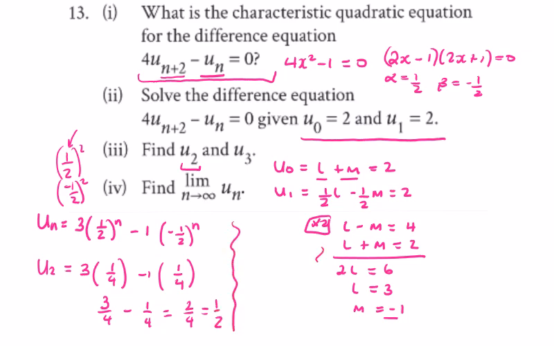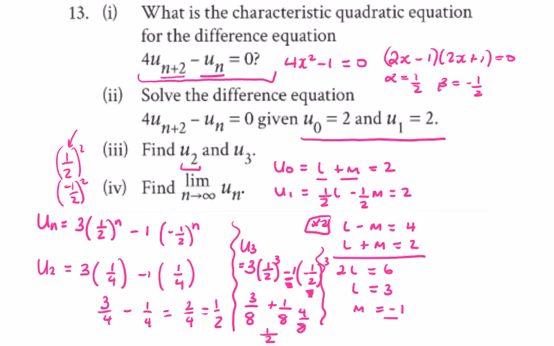Try to fit it in on one screen here. u3 is going to be 3 times a half to the power of 3, minus 1 times minus a half to the power of 3. So 3 by 1 over 8 is 3 over 8. And then we have a minus, and then this is going to be minus 1 over 8, so that's going to be plus 1 over 8, which is 4 over 8, which is also a half.